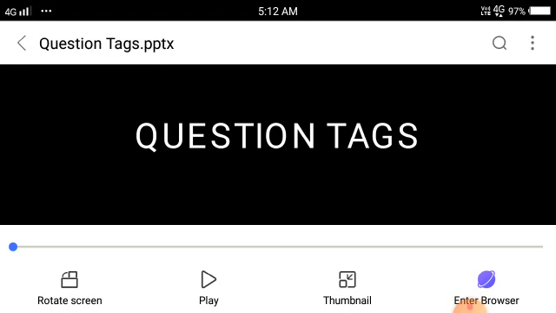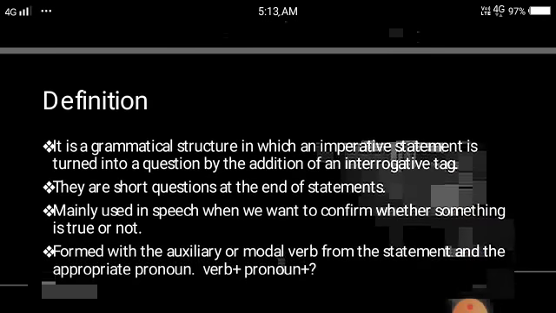Today we shall be dealing with question tags. This is another part of grammar that you have to study. So what are question tags? When do you make use of question tags? There are certain rules which you have to follow when you use question tags. Now, to be very simple, I'll give you an example of a question tag.